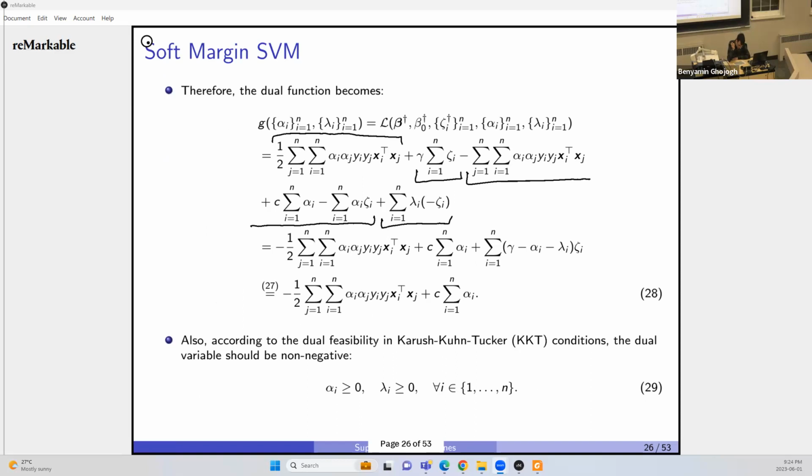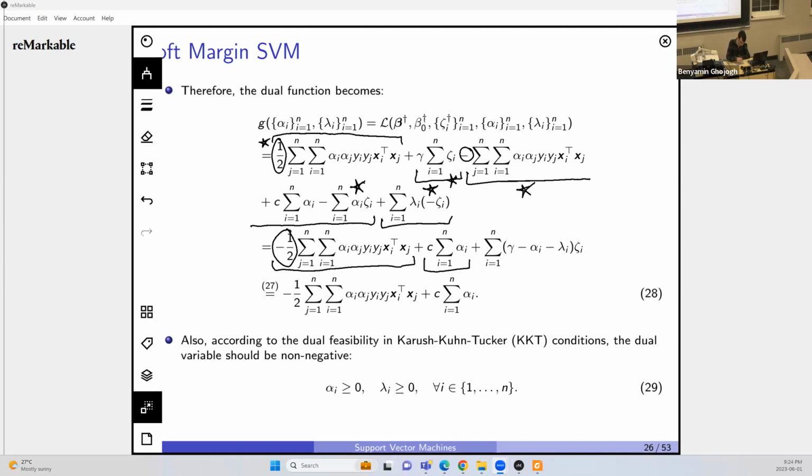Okay? Now, let's simplify. These and these, interestingly, are the same as before. So one half of it minus one becomes minus half, like before. Now these three terms that I just starred, let me remove the other stars. I put them back next to each other. I can combine the summations, right?